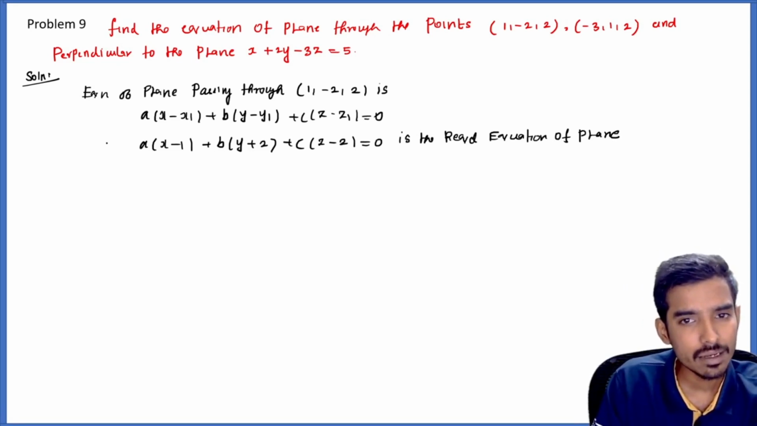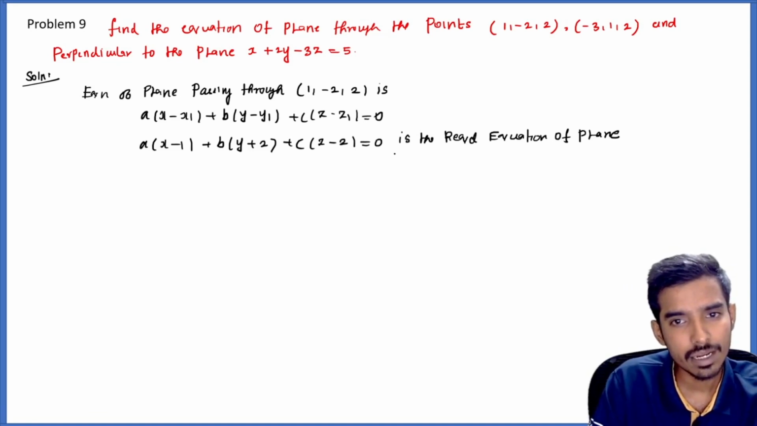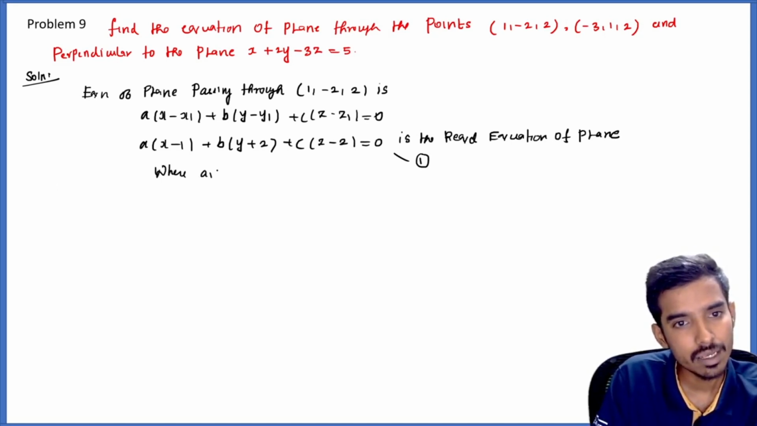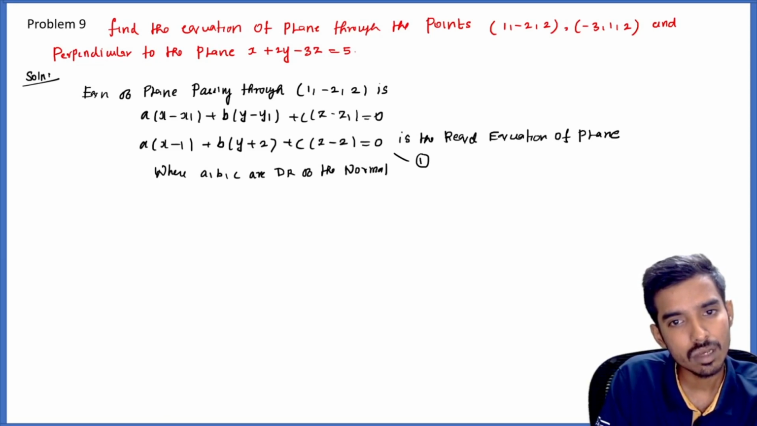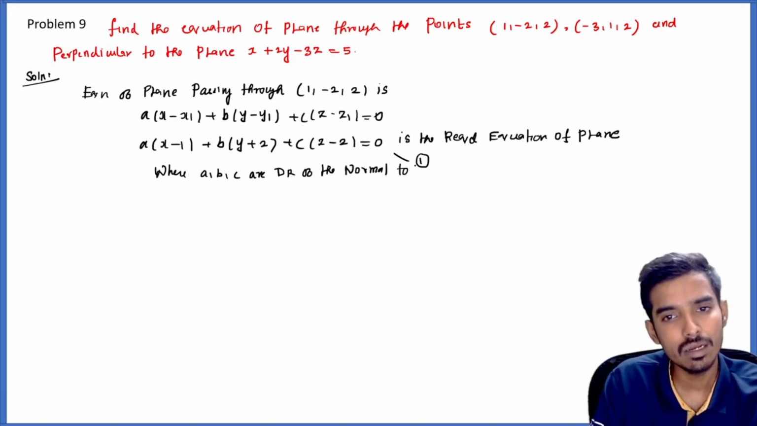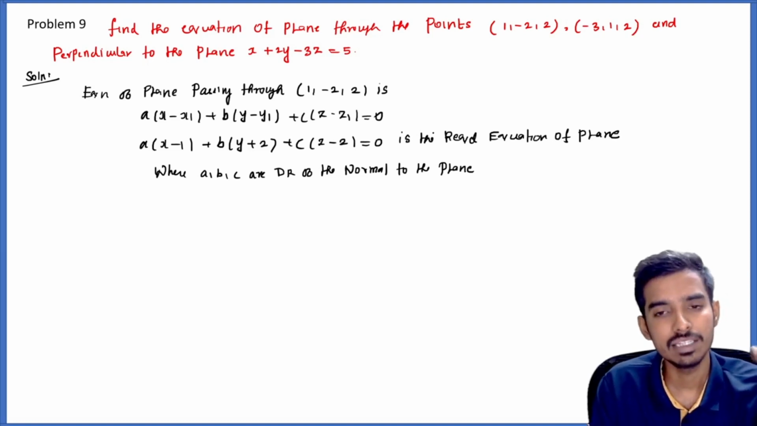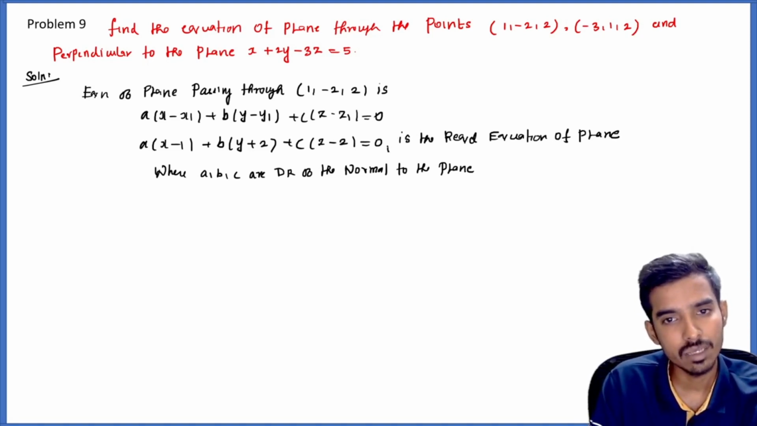Now, this plane, let's call this equation number 1. Here a, b, c are the direction ratios of the normal to the plane, of the normal to the plane drawn from the origin. Let us call this equation number 1.